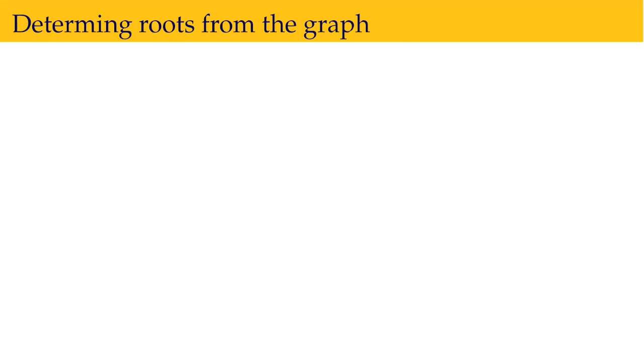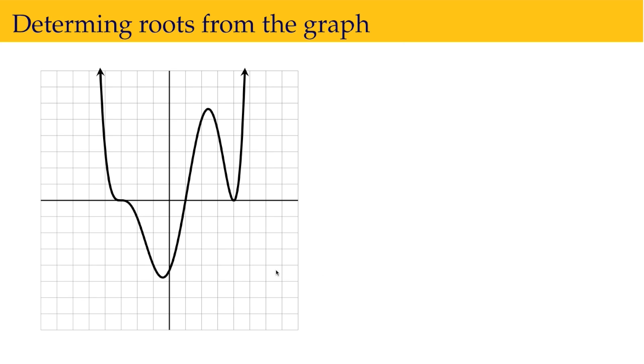So let's look at determining a root from the graph. We'll start with a graph. So we've got our function here. This is a polynomial function. It crosses the x-axis in three places. I've got one x-intercept here, one x-intercept here, and one x-intercept here. Now remember that the x-intercepts are the real roots of a function.